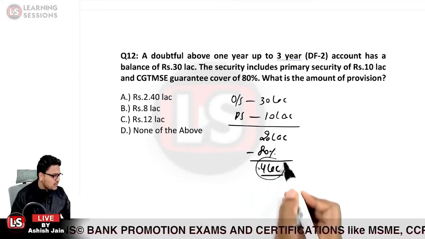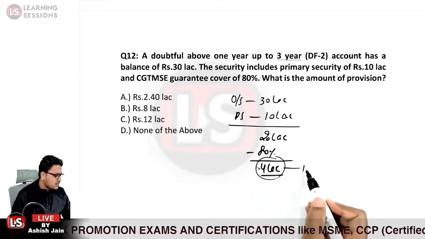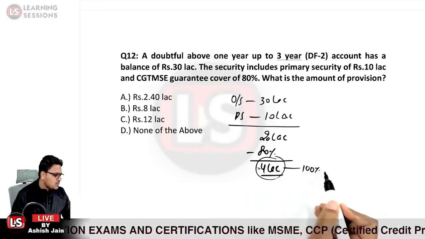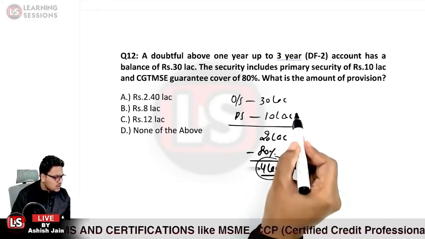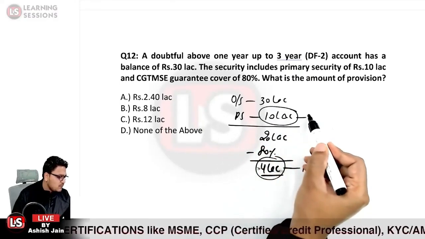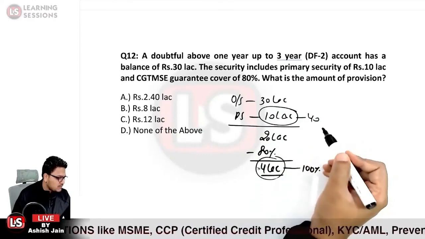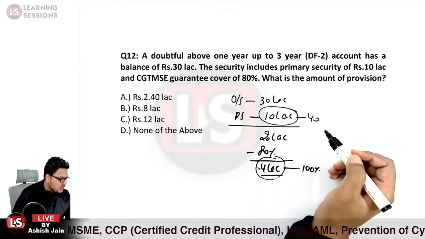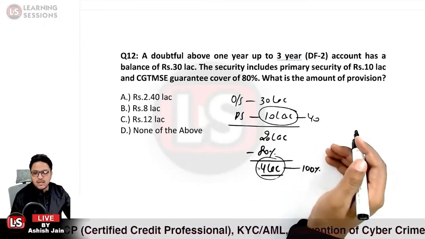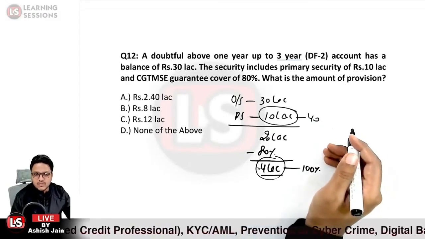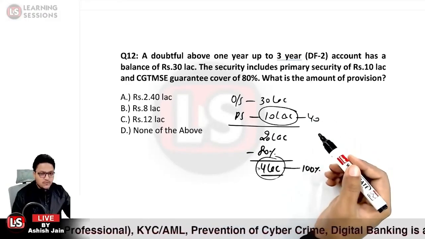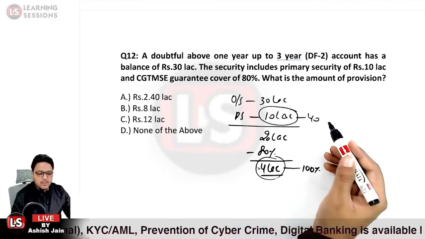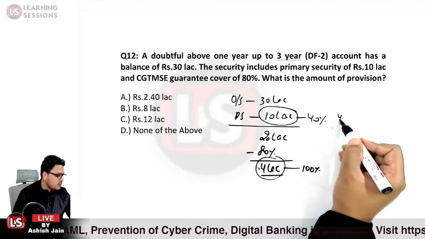Now this is the unsecured part. For the unsecured part under the doubtful asset, 100% of the provision is to be created, and further for the secured part, that is 10 lakh rupees, 40% of the provision is to be created, isn't it? So for the secured part, 40% of the provision is to be created, so it will be 4 lakh rupees.